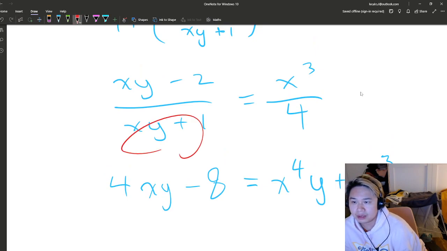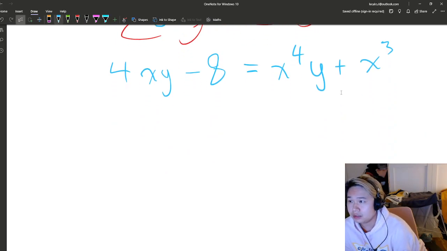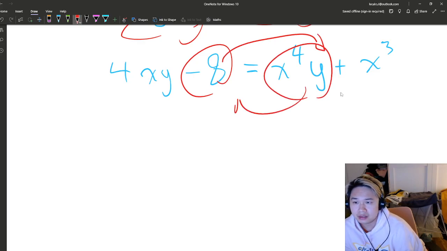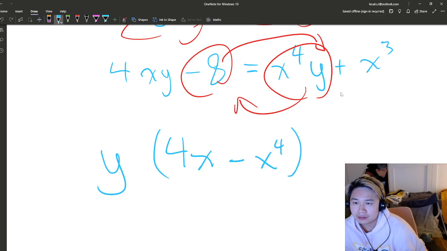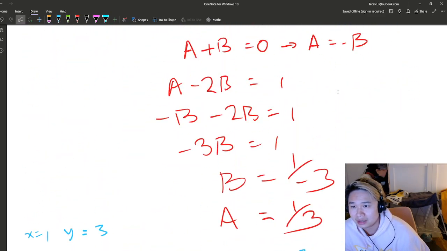Okay, so multiply this there, multiply this one there. This goes there, this goes here. So that I can factor out the y. And then I'll get 4x minus x to the power 4. And then I'll have x cubed plus 8. So y is equal to x cubed plus 8 over 4x minus x to the power 4? That is not what they say it is.